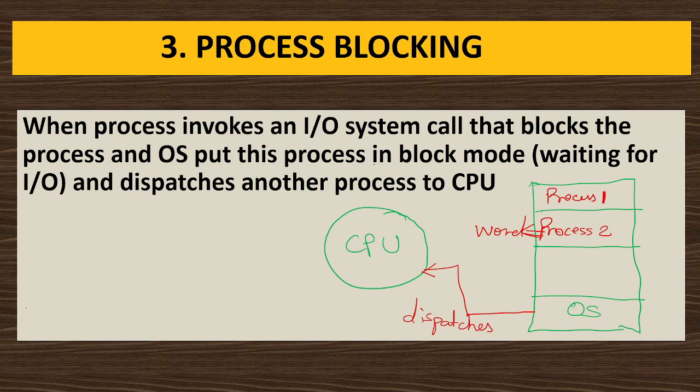So till the time the printer becomes ready for printing for process 2, the OS will take process 1 and give it to the CPU. It will dispatch process 1 to the CPU for execution. So this is called process blocking. Which process is blocked over here? Process 2. Why? Because of the input output system call.